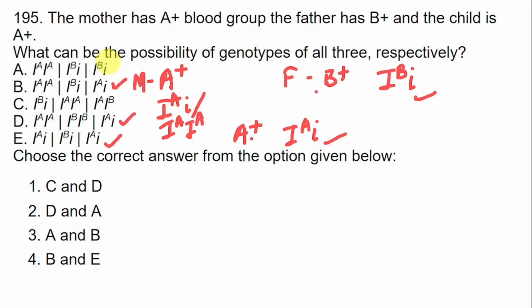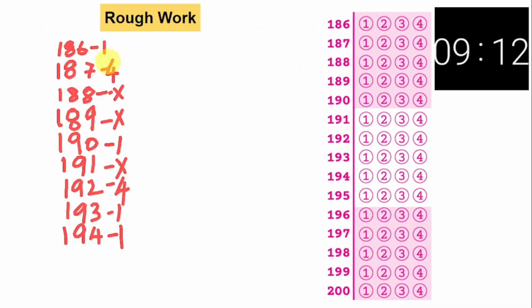Then next, the father will be heterozygous B. This is heterozygous B. This is not. Okay, rule this out. And this is yes. Now mother is either heterozygous or homozygous. So here it is homo and here it is hetero. So we have B and E as the answer. 195 is B and E, which is in option number 4. 195, 4.